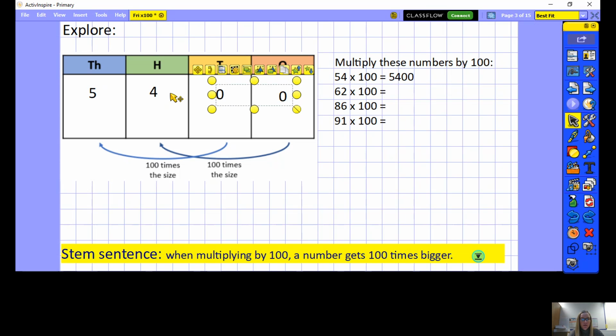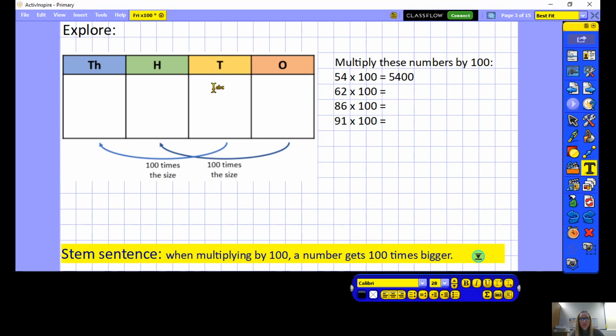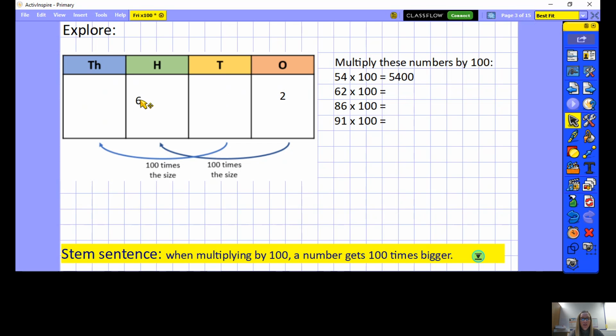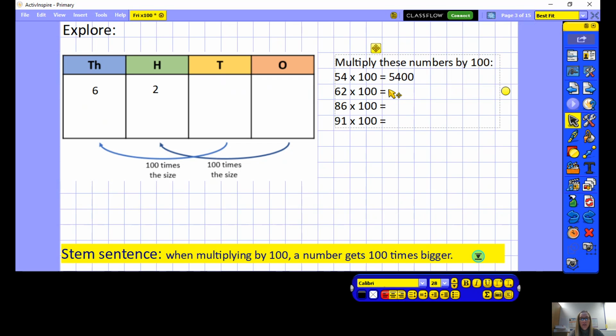Okay, let's go through those answers together. So 62 represented on our place value chart would look like this. And then when we multiply by 100, the numbers move across 2 spaces. So our answer will be 6,200.